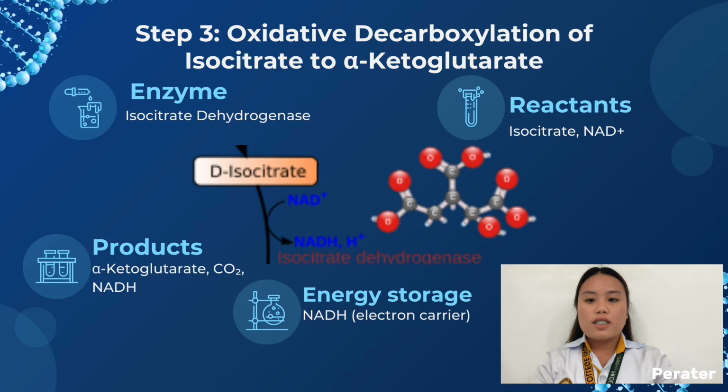Decarboxylation. Next, the oxidized intermediate loses a carbon dioxide, CO2, molecule through decarboxylation. This step transforms isocitrate into alpha-ketoglutarate, a 5-carbon molecule with a ketone group in place of one of the carboxyl groups. This reaction is a crucial regulatory step in the Krebs cycle. It is both irreversible and highly exergonic, releasing energy, making it an important control point.